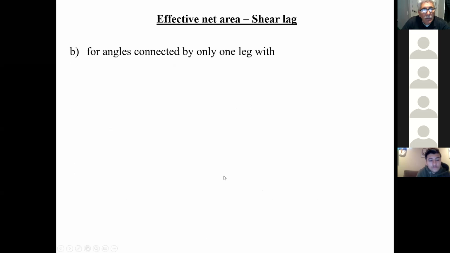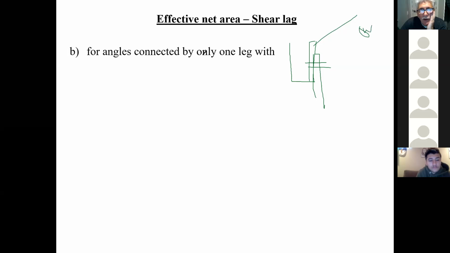Now, for angles connected by only one leg. In our previous case, let me draw that. In our example right now, this was our angle here, and we had our gusset plate here, like this, and we had the bolt going across here. So this is one leg, and therefore there are no connections in the second leg. Therefore, we would have an angle connected with one leg only.